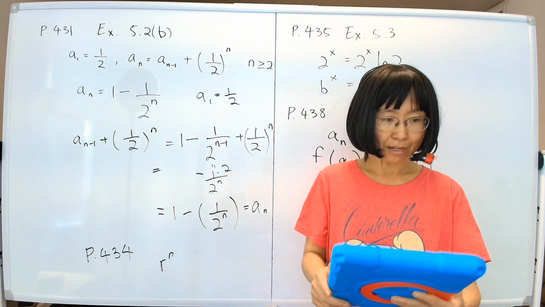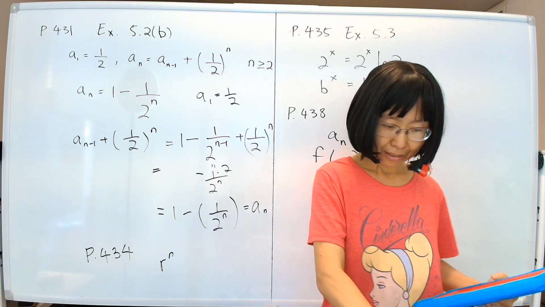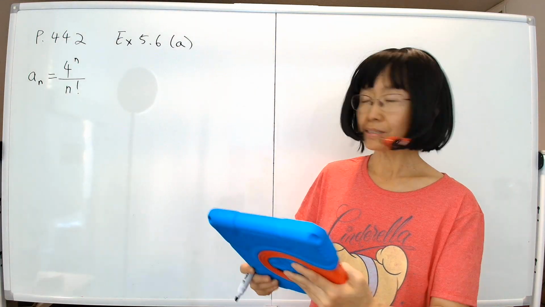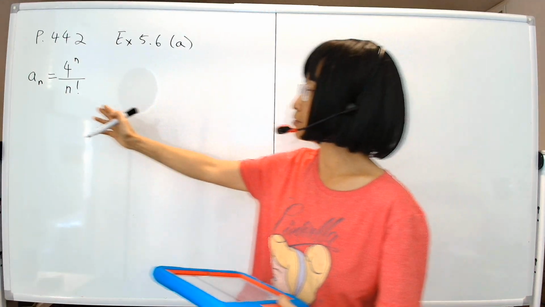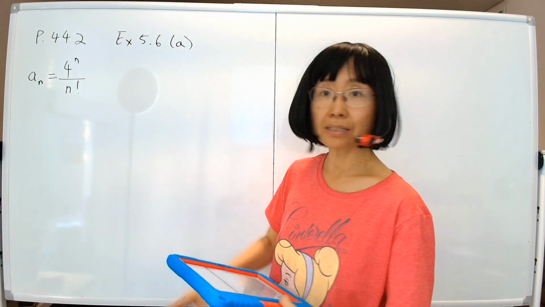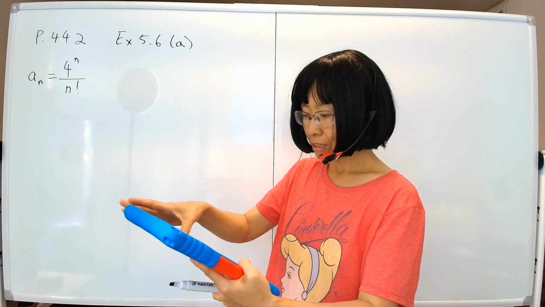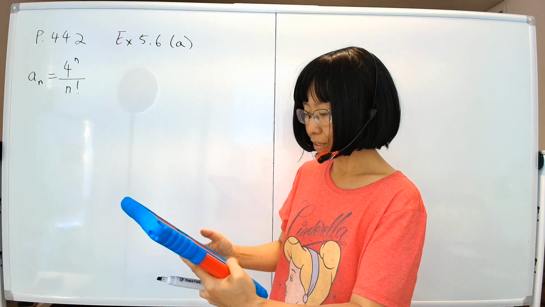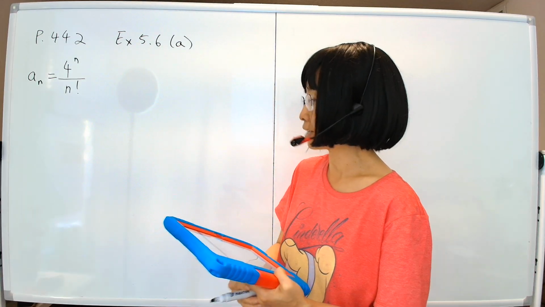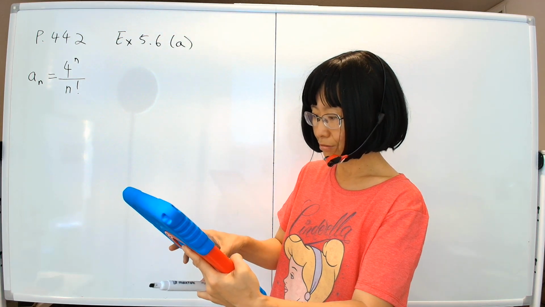Now we have come to example 5.6. First, let's look at part A, where we have the sequence 4 to the n over n factorial. Does this thing converge? If it does, where does it converge to? What's the limit? First, we are going to figure out if the sequence is monotone or not, that is, is it increasing or decreasing? We can show that the sequence is going to be decreasing, I guess.